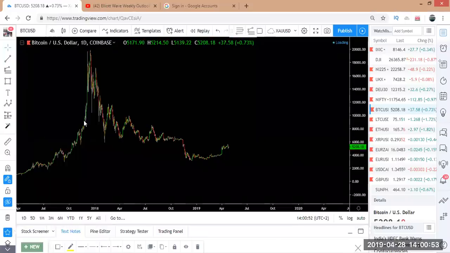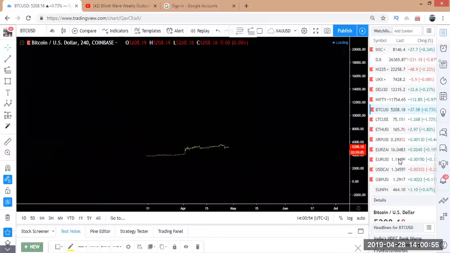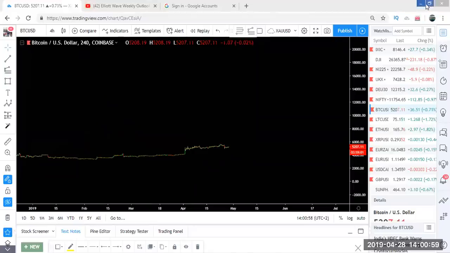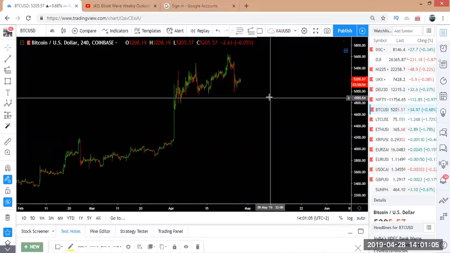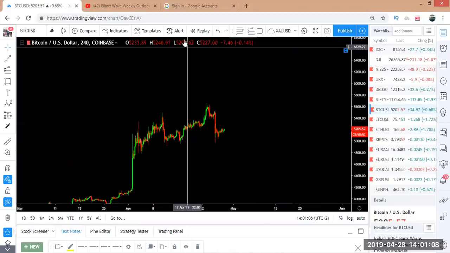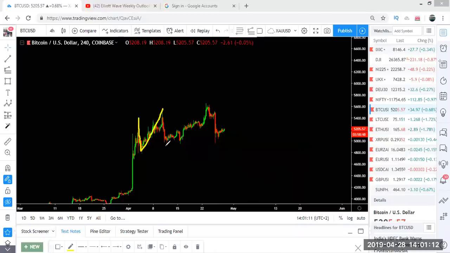Let's look at the 4 hour. Now, if you look at the 4 hour, let's get that auto. What did we expect last week? What we expected last week with this was that we were going to have a continuation pattern like this one that was going to push higher.